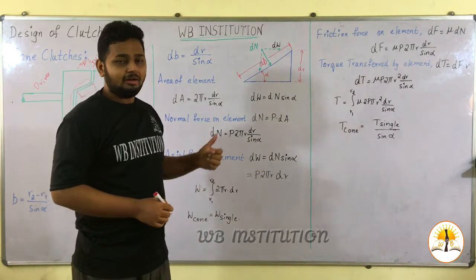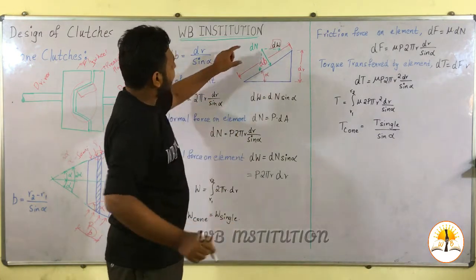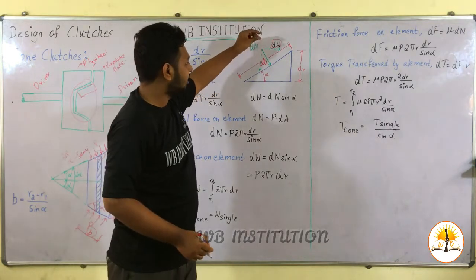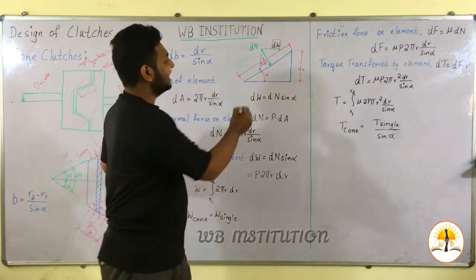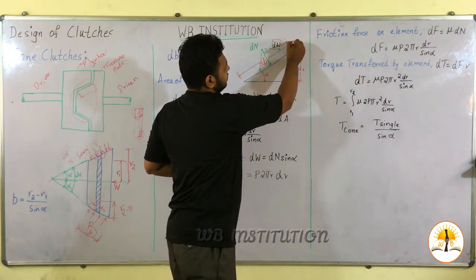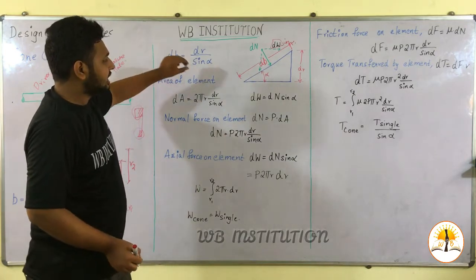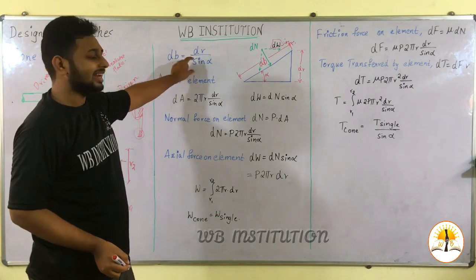So what we need actually is the axial load. We have the normal load and we have to resolve the forces. That is from where we get the axial load. So dW equals dN sine alpha. Now what is the value of db here? So db is given by dr divided by sine alpha.